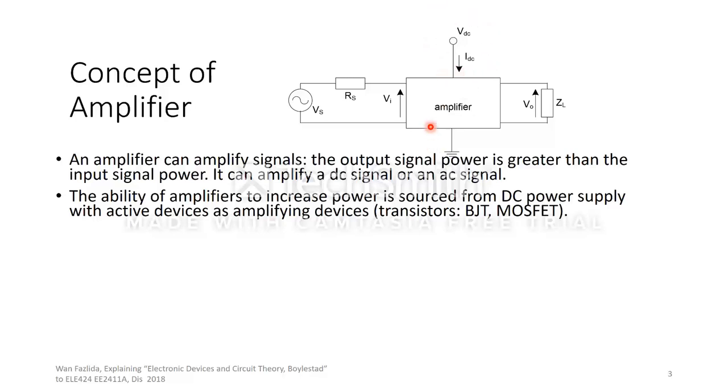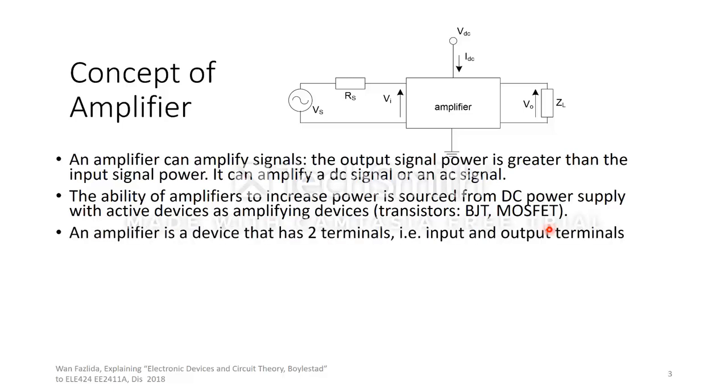Second, we have active devices in our amplifier, and these active devices are the transistors that we have studied. It could be BJT, it could be MOSFET, or it could be any other kind of active devices that allows amplification. So an amplifier is a device that has two terminals. This amplifier has an active device in it. It could be BJT, it could be MOSFET. In general, we can label it as a device that has two terminals, i.e. input and output.